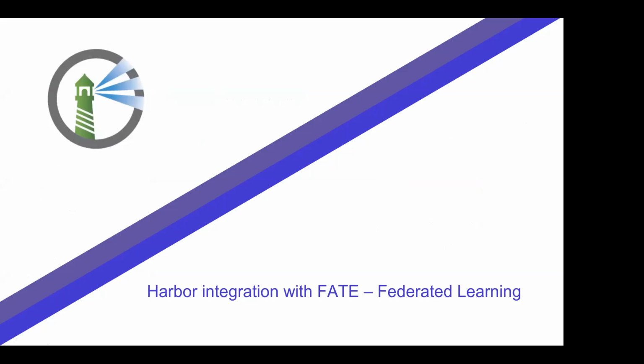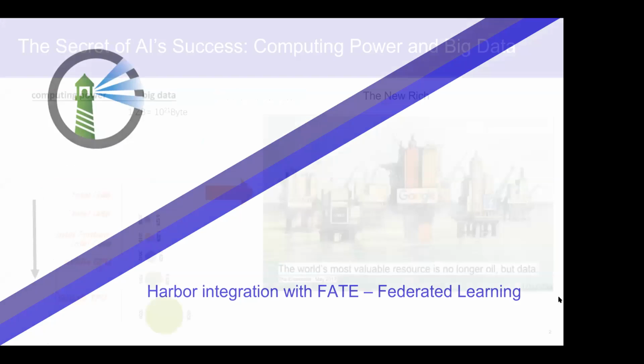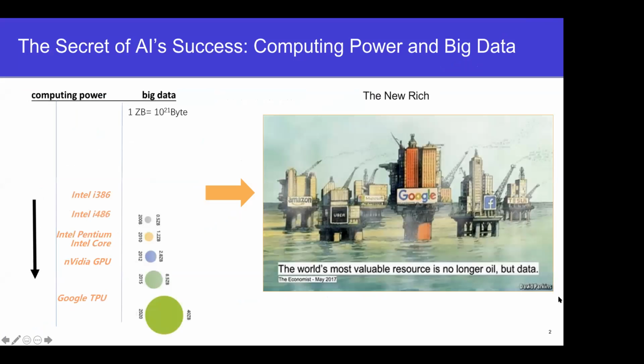So I'm going to quickly talk about some of our integration for Harbor with another open source project called FATE. It's in the AI area called federated learning. So let me give some quick intro about the background of this project. In the AI industry right now, the success of AI lies in two important things. One is the computing power. The other is the big data that can be trained into a useful model.